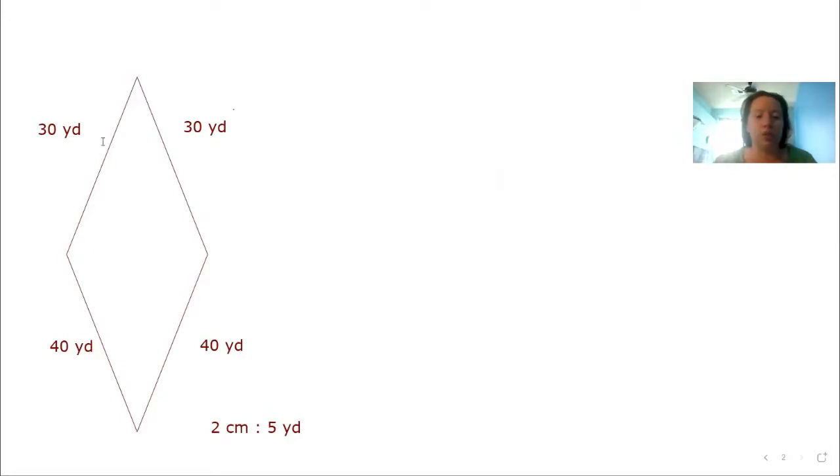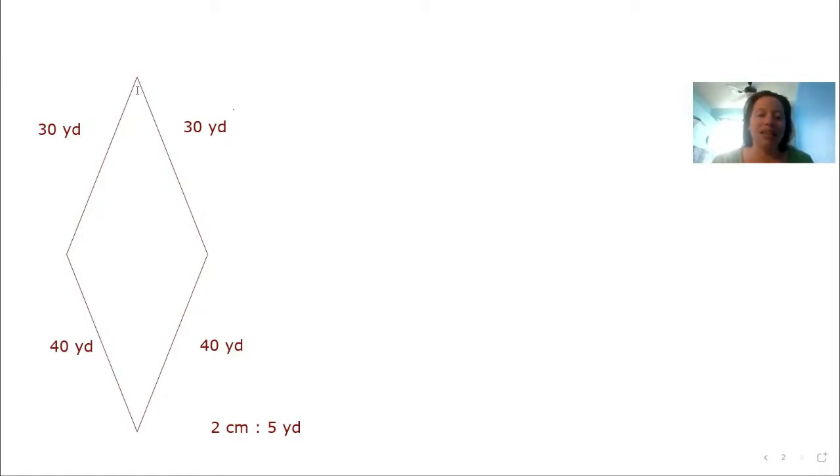So the top two are the same length and the bottom two are the same length. I gave them different lengths so we would have two sets of numbers to work with, because otherwise we would only have one set of numbers to work with. I also put my scale down here at the bottom. You will notice that scale is almost always at the bottom, okay?